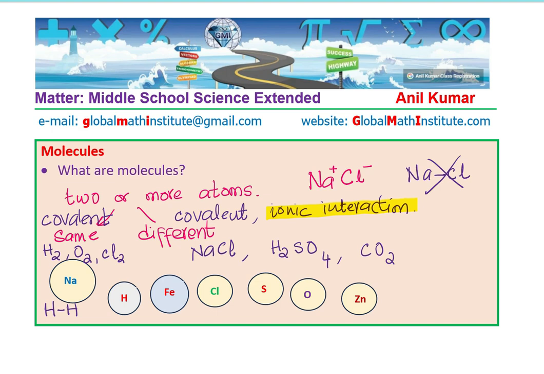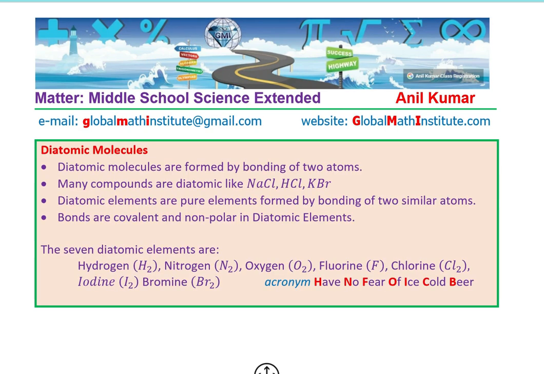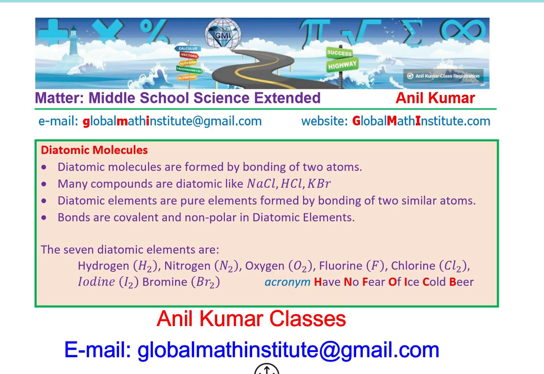Now, in molecules, we talked about molecules formed by same type of atoms, right? Now, we will take some examples. Let me just share with you diatomic molecules with these examples. So we just discussed that diatomic molecules are formed by bonding of two atoms. Di means two. Many compounds are diatomic like NaCl, HCl, KBr.